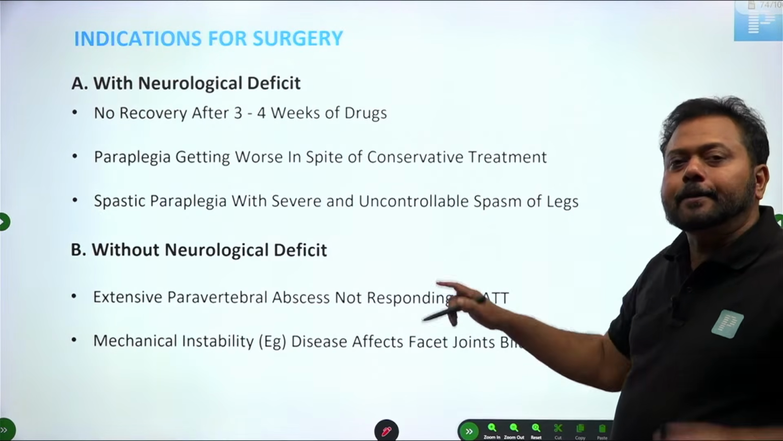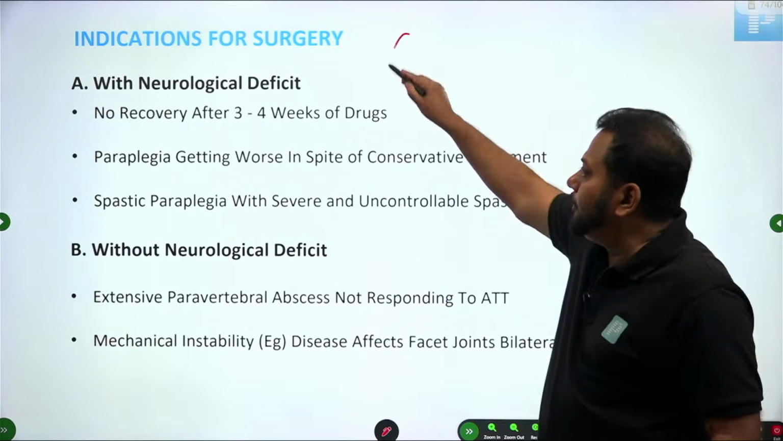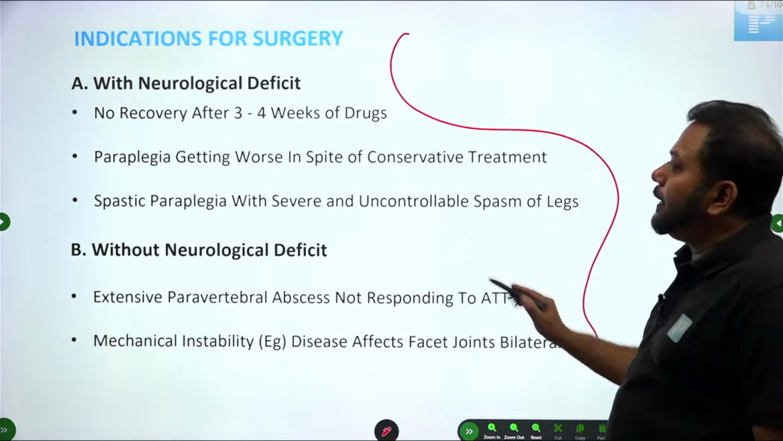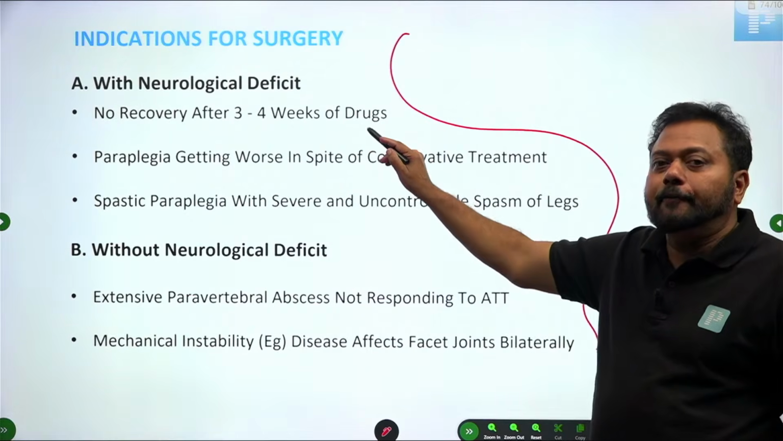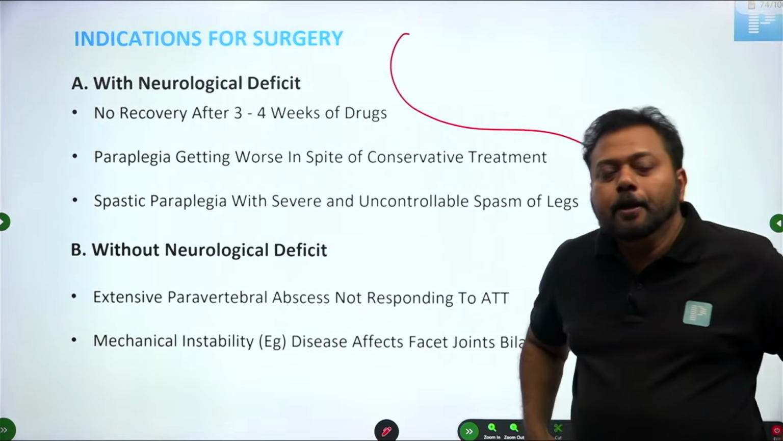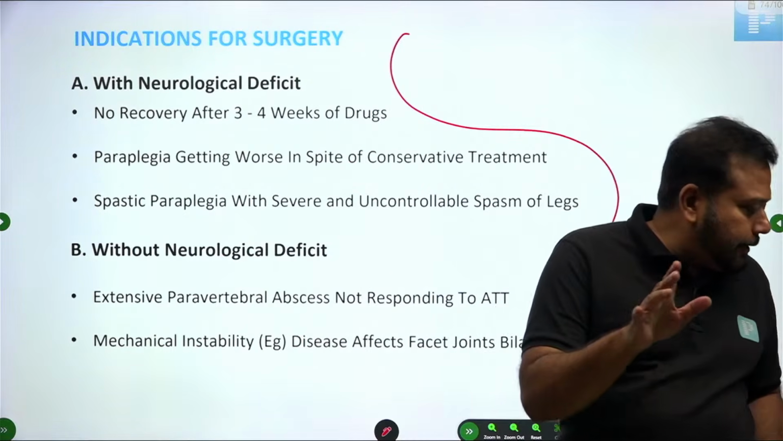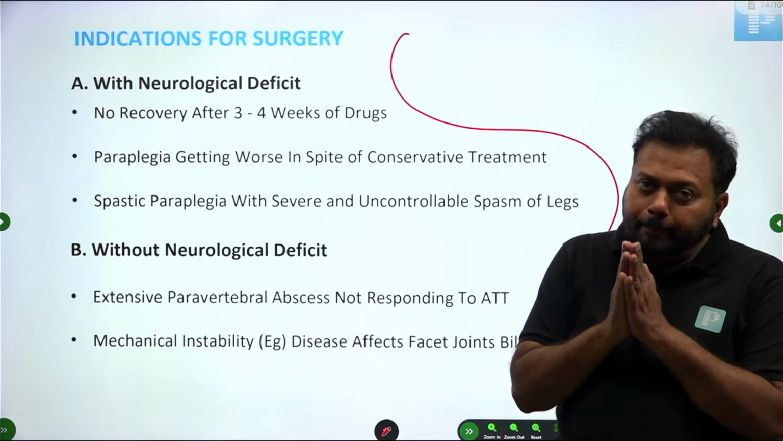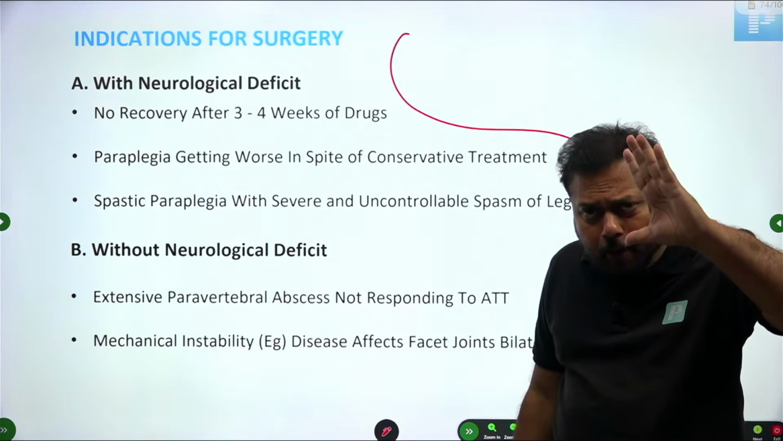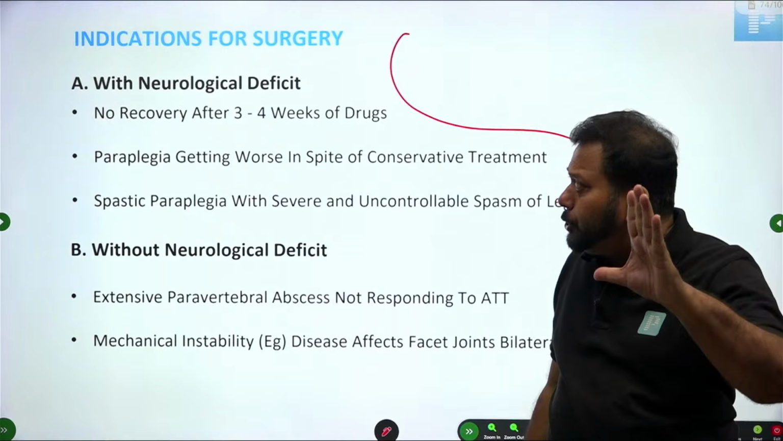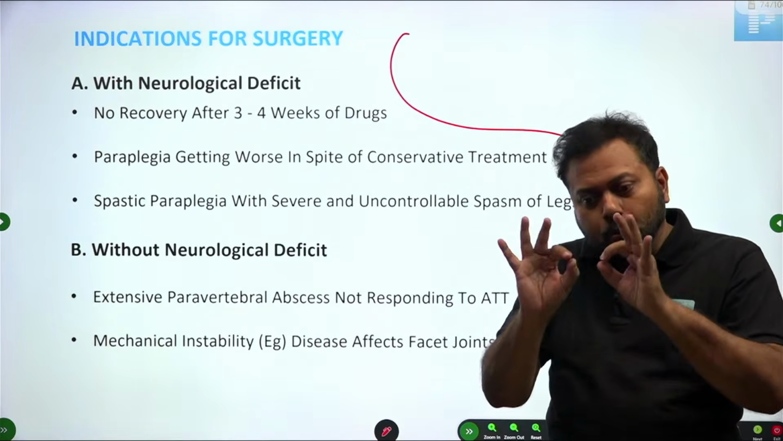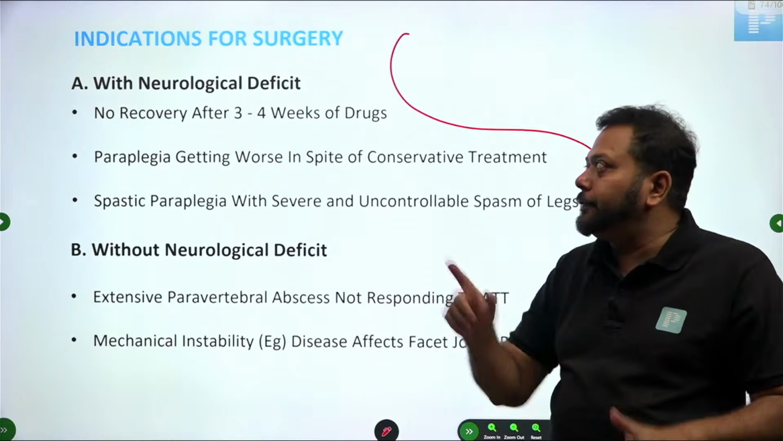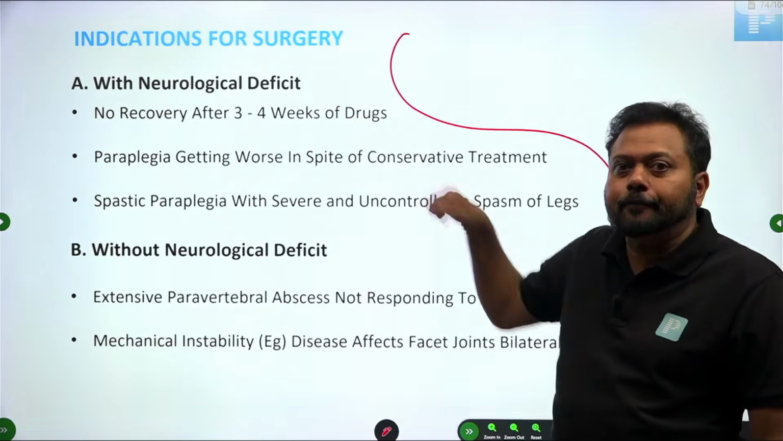Indications for surgery, this is the most important slide, dear friends. You should categorize indications for surgery with neurological deficit and without neurological deficit. You are getting one patient, a Pott's spine case, coming to you with neurological deficit. When you have examined him, there is neurological deficit. What is the indication for surgery?